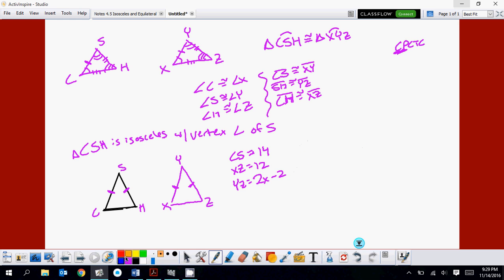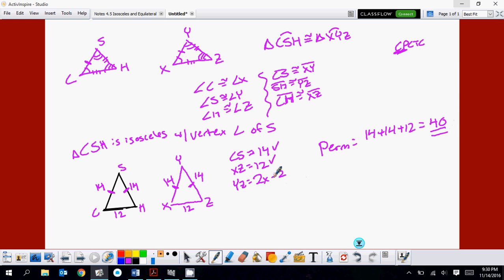So when I go to copy this stuff down, I've got CS is 14. Since it's isosceles, I know SH is also 14. Which means that XY has to be 14, since these triangles are the same. YZ, also 14. So that was all the 14s there. Then it tells me XZ is 12. So I know CH is also 12. If I want to find the perimeter, all I got to do is add up on one of these triangles those three sides, and you should get 40 here.